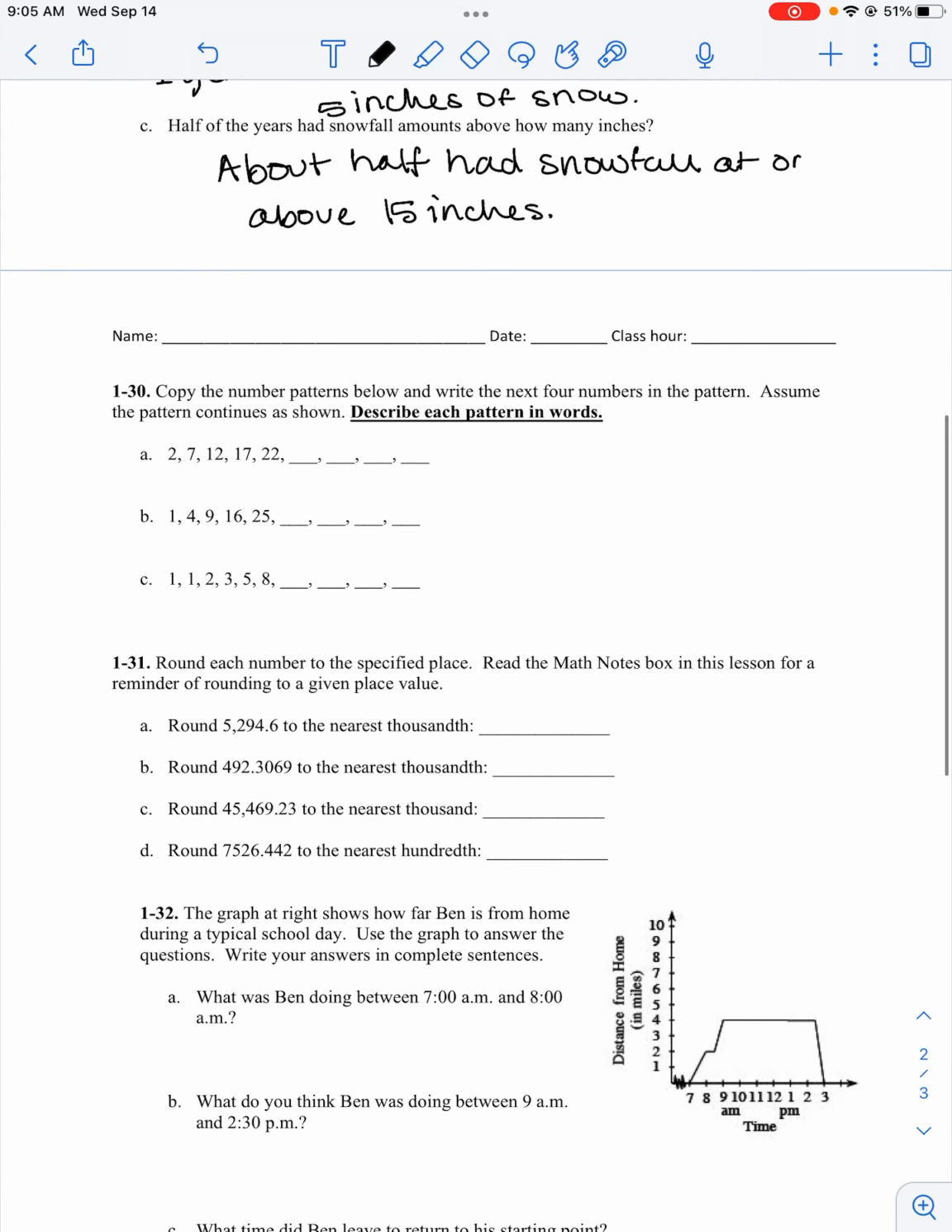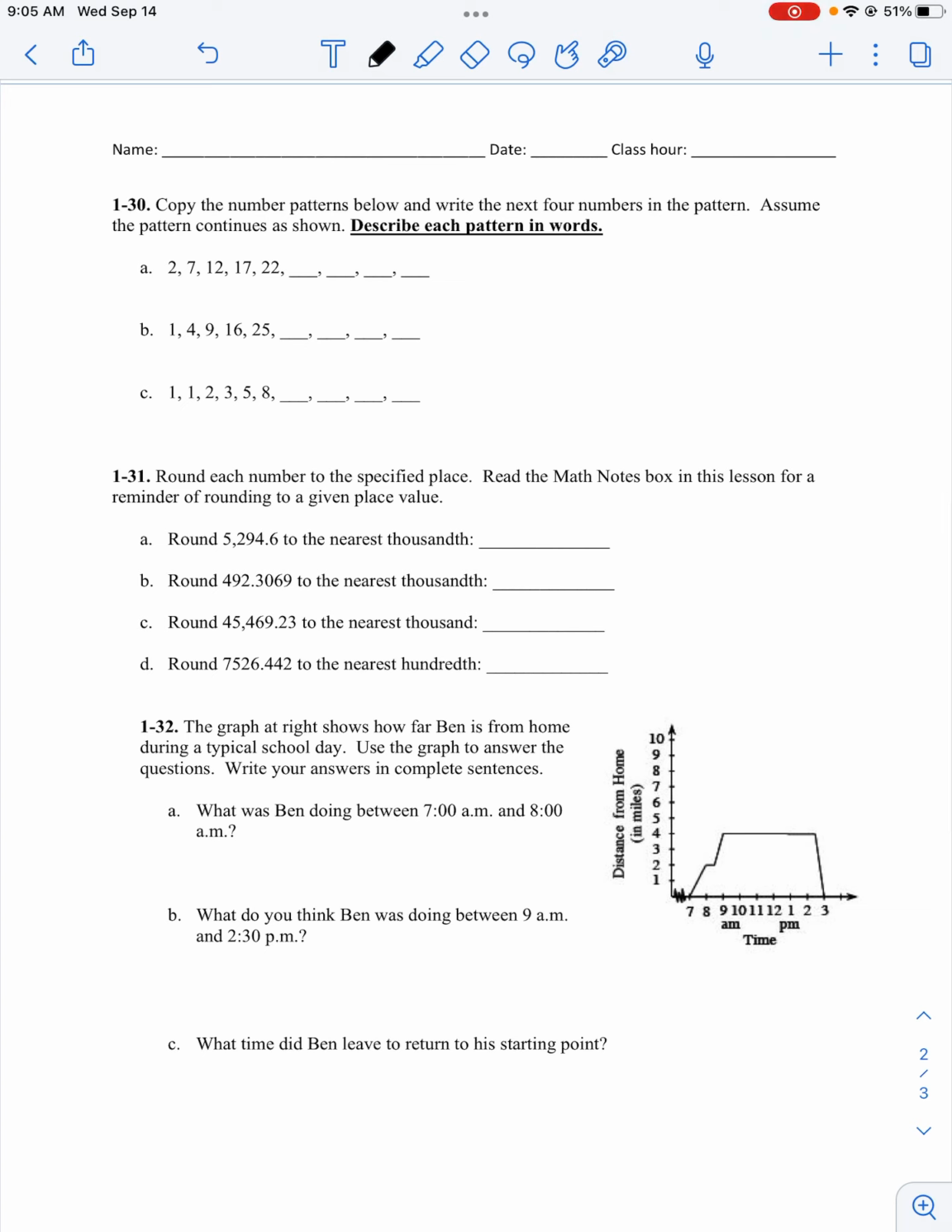Okay, our next problem. We are looking at number patterns. Okay, we're assuming the pattern continues as shown, and we have to describe each pattern in words. Okay, so I go from 2 to 7, 7 to 12, 12 to 17, 17 to 22. What I'm noticing is that it's moving by 5. 2 + 5 = 7. 7 + 5 = 12. 12 + 5 = 17. 17 + 5 = 22. 22 + 5 = 27.